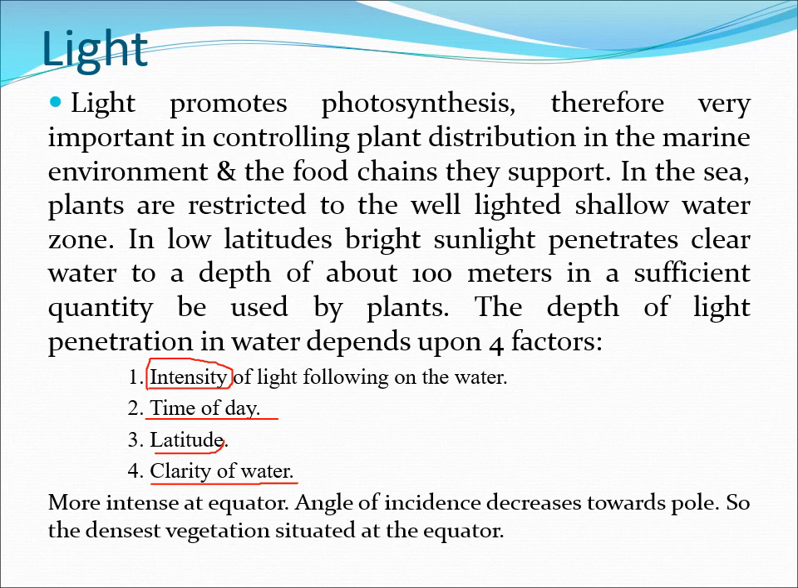More intense sunlight is found at the equator, and the angle of incidence decreases towards the poles, so the polar region gets less sunlight. So the densest vegetation, the dense rainforests, most of the forest inland, as well as most of the plants in the ocean, are found along the equatorial to tropical regions.